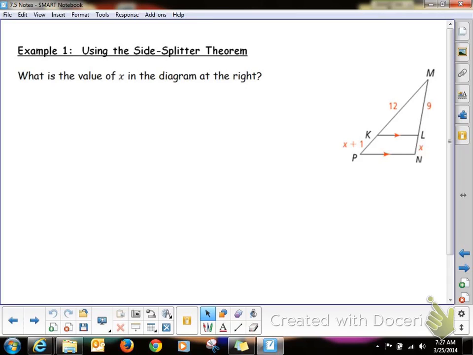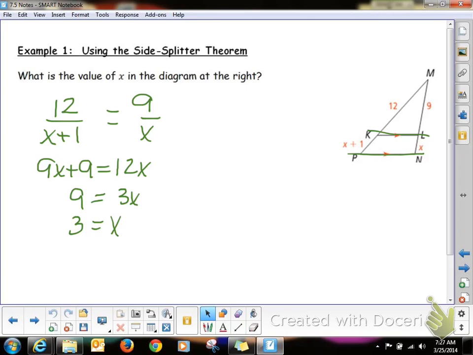So what's the value of X in the diagram at the right? Because KL is parallel to PN, then we know it cuts these sides into proportional pieces. So we know that 12 over X plus 1, MK over KP, is equal to 9 over X. You can use your cross product property here to solve for the value of X. So we would find that X is equal to 3. You can then substitute that value in to make sure that you're right. 3 plus 1 is 4. 4 times 9 is 36, and 12 times 3 is 36. So you know that you're correct.